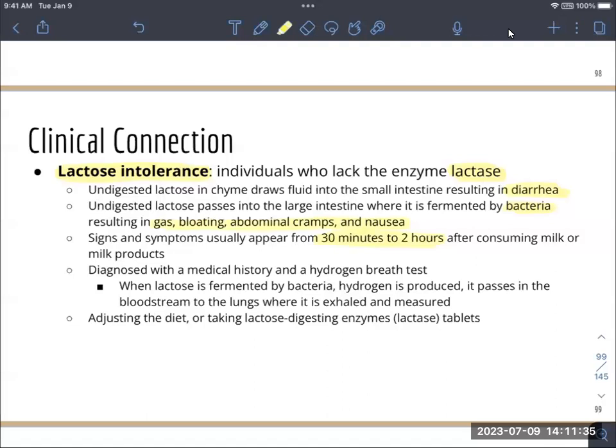You can get diagnosed with a lactose intolerance by a hydrogen breath test, because when bacteria ferment this lactose, they release hydrogen. Hydrogen goes into our bloodstream and we can exhale it out. And we're able to measure that. Somebody who is lactose intolerant needs to adjust their diet so they're not taking in lactose, or they have these tablets that are called lactase. You take these lactase and it helps to break down lactose since you're missing the actual enzyme lactase.